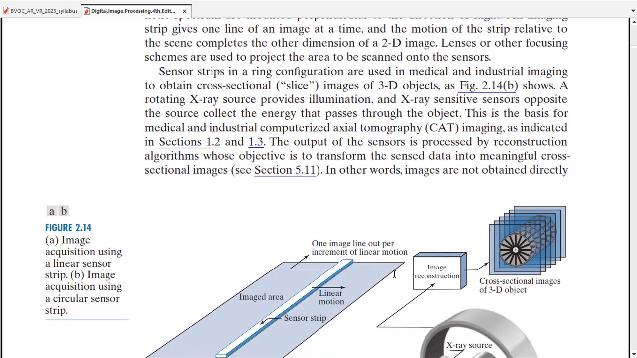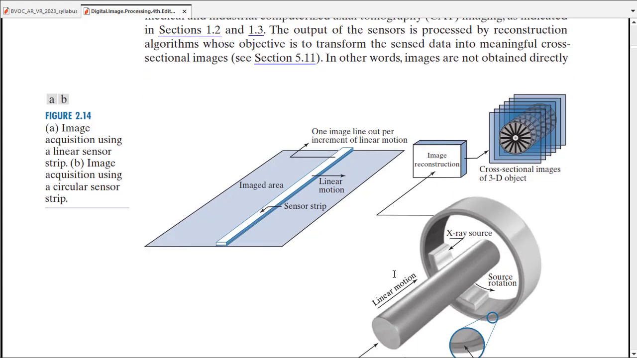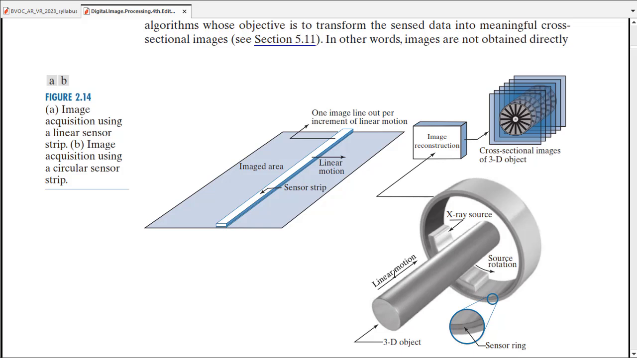We will say this is the type of image acquisition using a linear sensor strip. In image acquisition using circular sensor strips, we get cross-sectional images from a 3D object. In this linear motion, the 3D object moves while the sensor ring rotates with the X-ray source, and this is how image reconstruction is done. Here the image area, sensor strip, linear motion, and then one image line out per increment of linear motion.